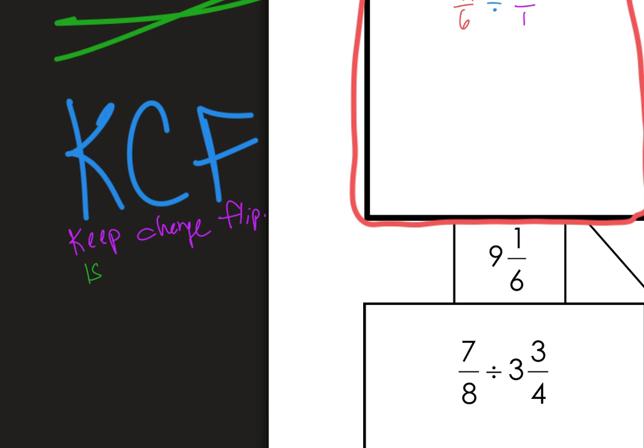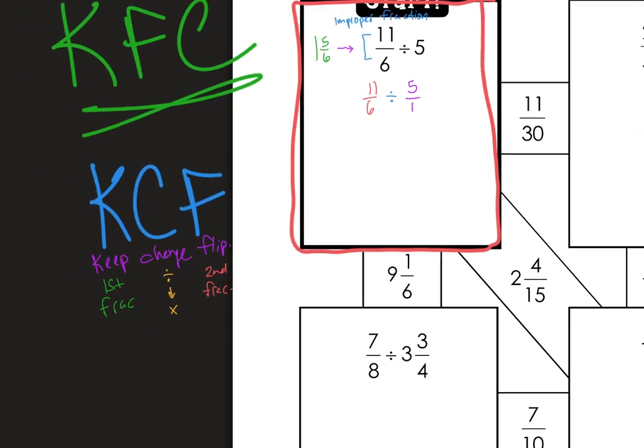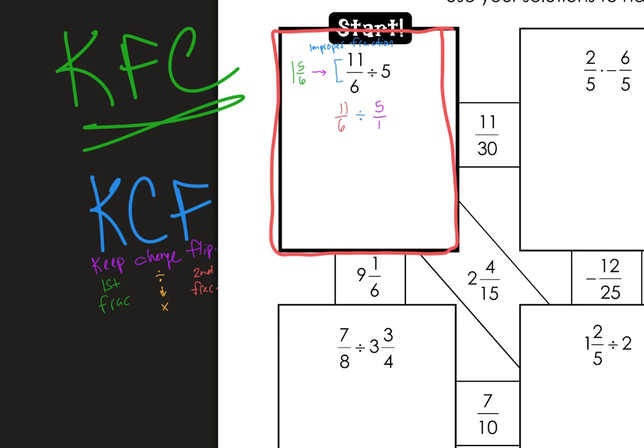You keep the first fraction. You change from division to multiplication. And you flip the second fraction. That's it. And then you will multiply. So let's check this out. The first fraction is just 11 over 6. We keep it. We change from division to multiplication, and then we flip the second fraction.